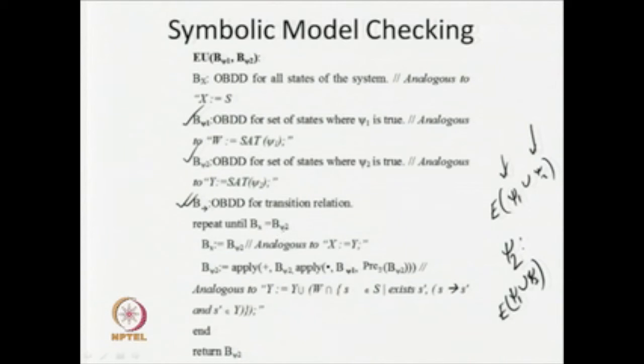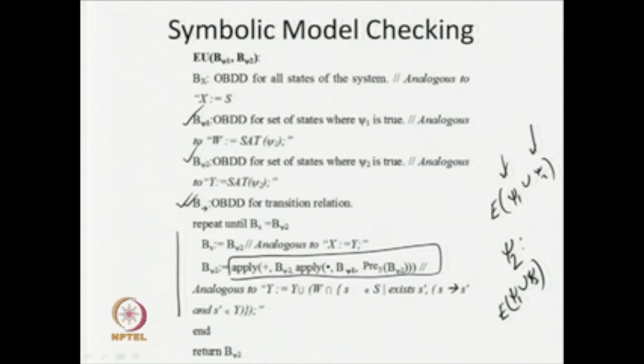So, initially wherever psi 2 is true, E psi 1 until psi 2 will be true. So, we are just keeping this particular assignment. Now we are going to compare these things and repeat this particular loop. Storing all those particular states, psi 2 as B x, just renaming it. Then we are again using this particular expression.